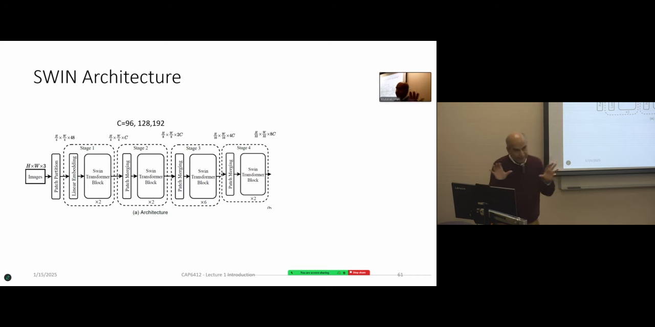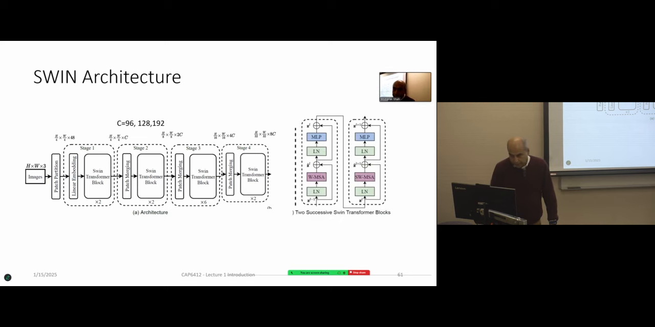That's what we are doing, and that's their main contribution, and it works. What this is doing is reducing the computation for attention. You don't have to do it for the whole image. So that's it. Now the Swin transformer blocks are like this.